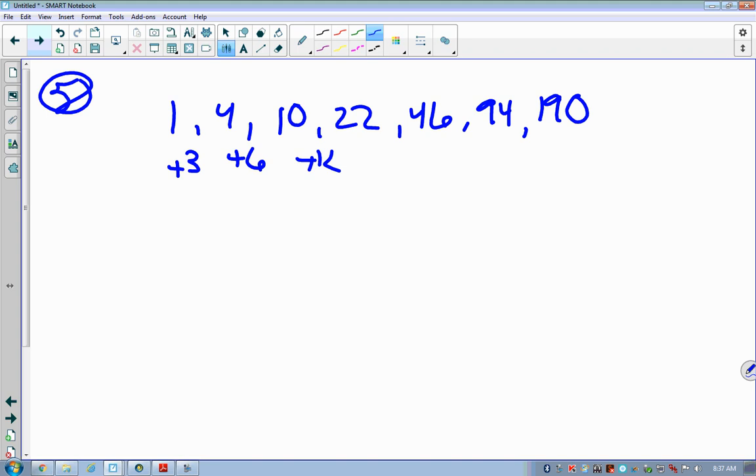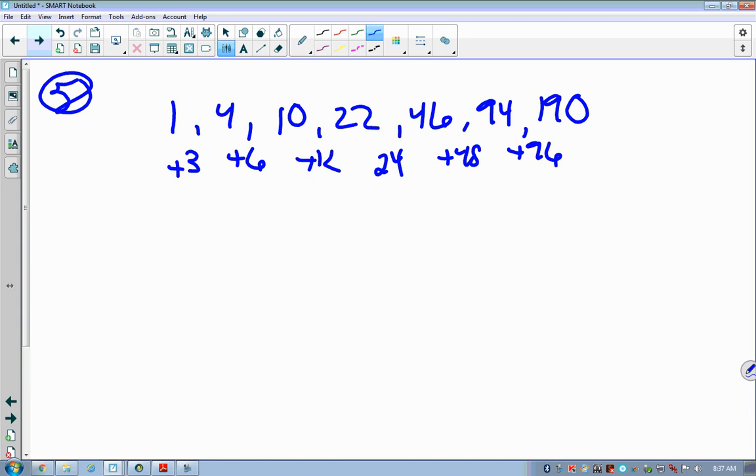So what's happening from one term to the next? All right, that's 24 plus 48 plus what, 96? Right, you're doubling the difference every time. So if I want to know what comes after 190, I'm going to take 96 times 2 and then add 190 to it, right?